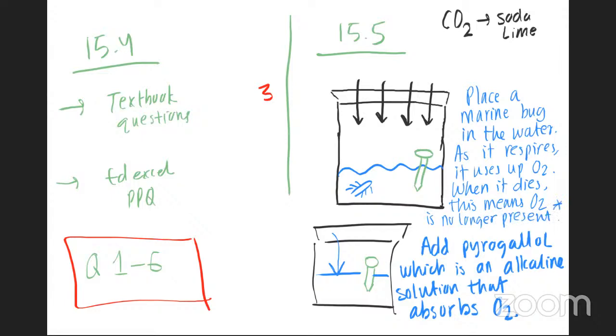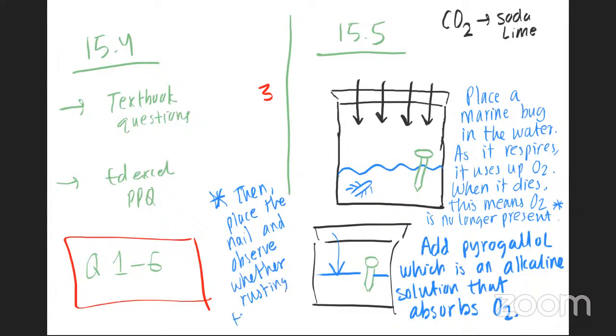Once the organism has died and there is no oxygen at all, you place your nail, and observe whether rusting takes place. Okay, so those are the two methods that I thought of.